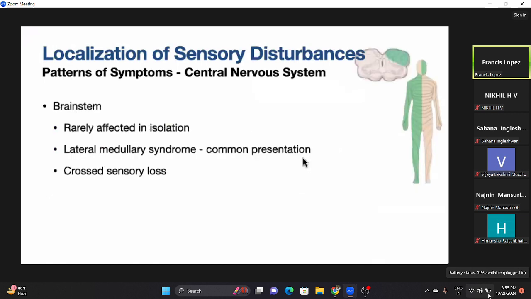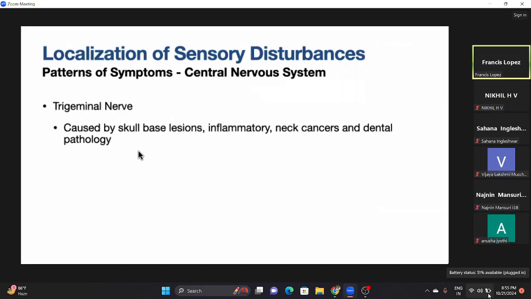As mentioned earlier, brainstem lesions are usually rare, but they will cause a crossed sensory loss: ipsilateral to the face, contralateral to the body. Most of the time this is located in the lateral medullary area.